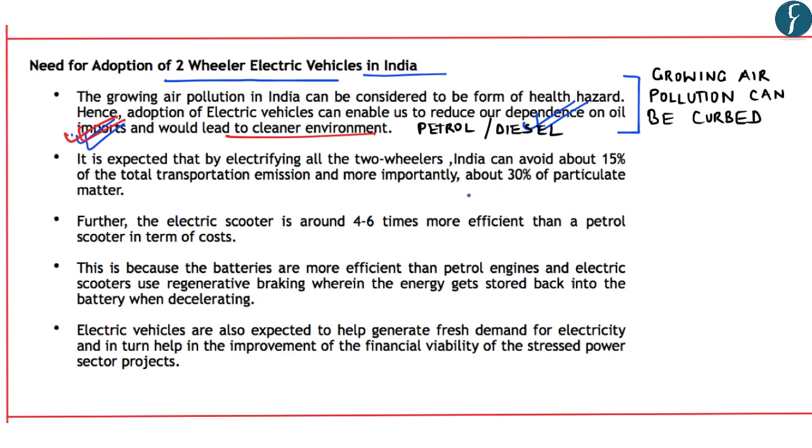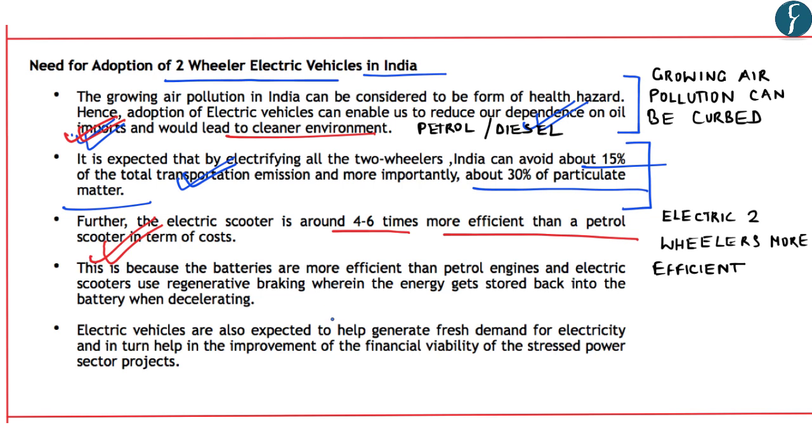Further, it highlights that by adopting such electric vehicles, India can avoid about 15% of total transport-related emissions, which will ultimately help in reducing 30% of the particulate matter. Further, an electric scooter is around 4 to 6 times more efficient than a petrol scooter in terms of cost viability. So even with respect to efficiency, these electric two-wheelers are more efficient as compared to their petrol counterparts.